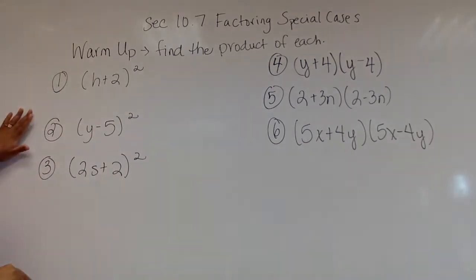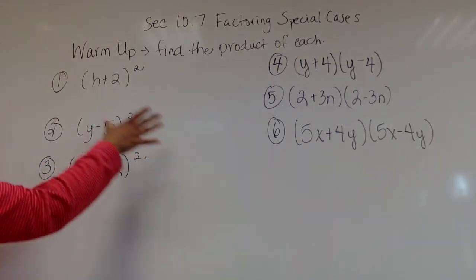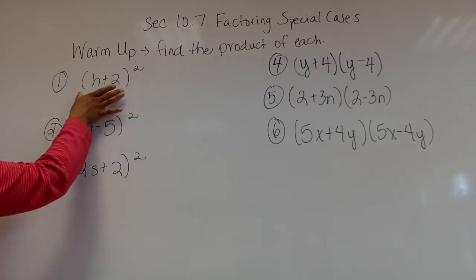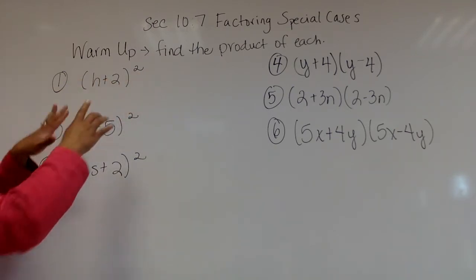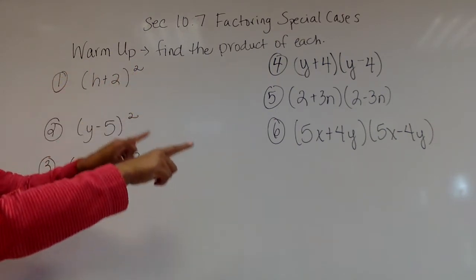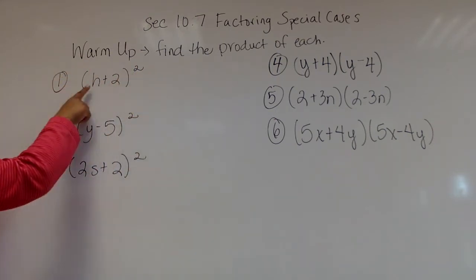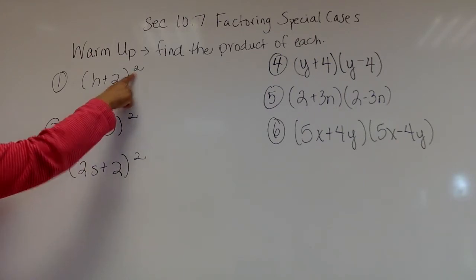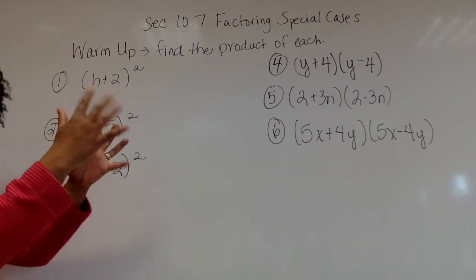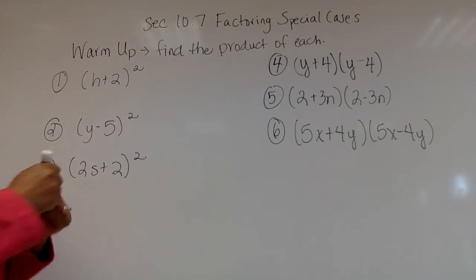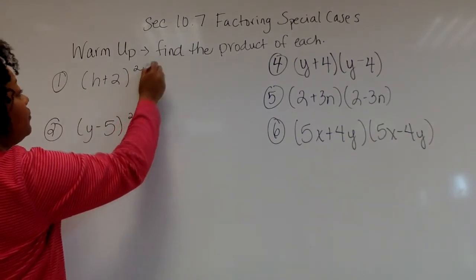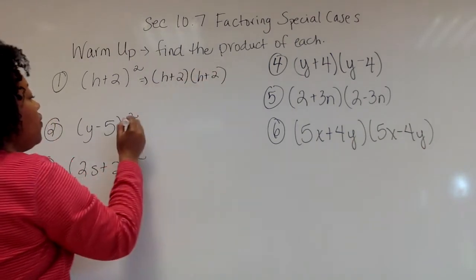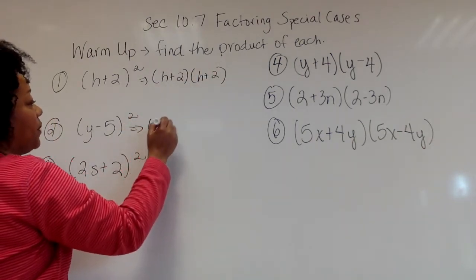Now, let's start with these just to make sure you understand. When you see a problem like this, and it's squared, all that means is you're going to multiply this binomial by itself. That doesn't mean you square the h and you square the 2. No. This is just telling you I want h plus 2 squared. So you're going to expand the first 3 problems, and then you do your X box.